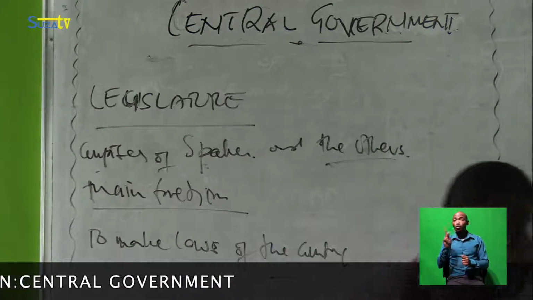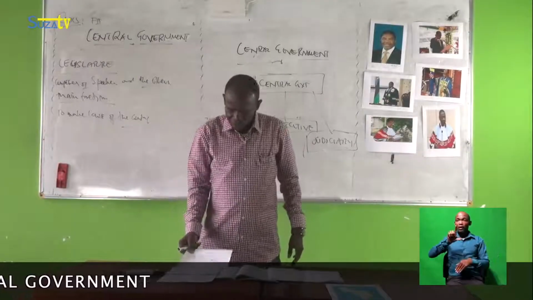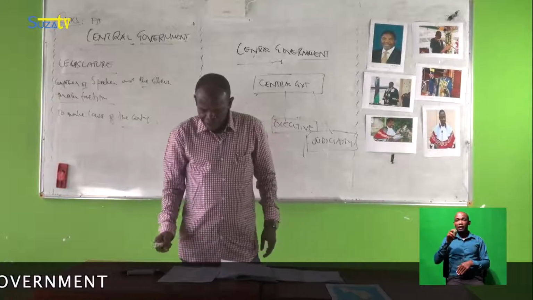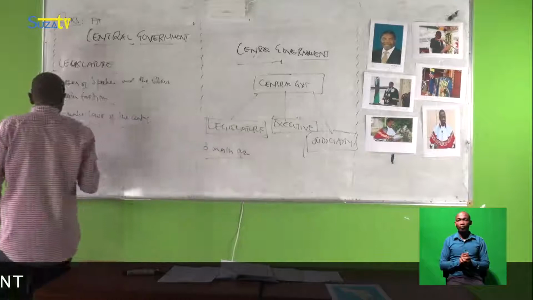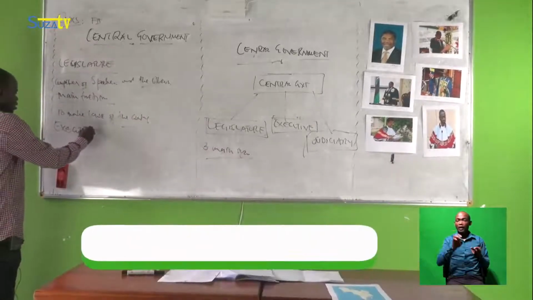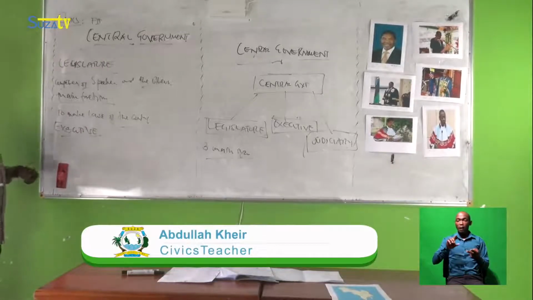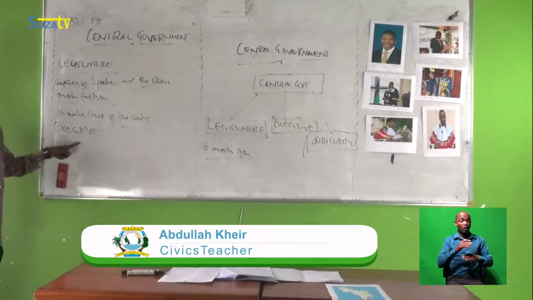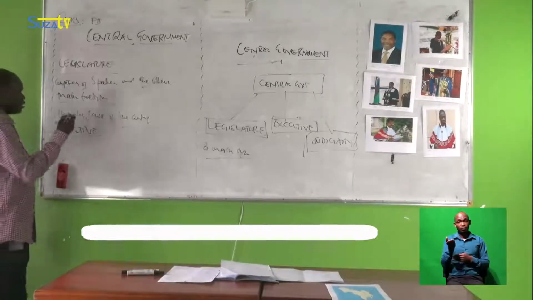So another thing we can see is the executive. The executive is another organ of government. But before going further to the executive, let us look at the legislature.